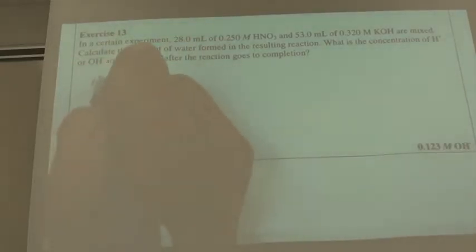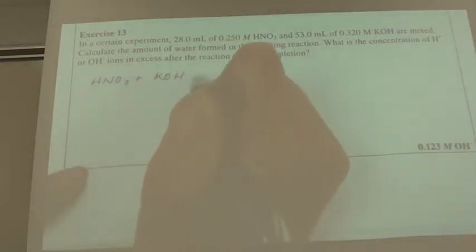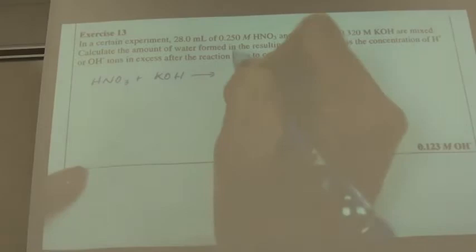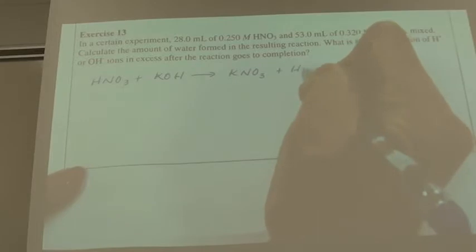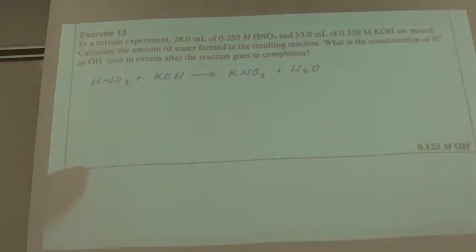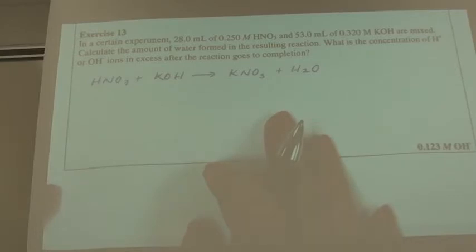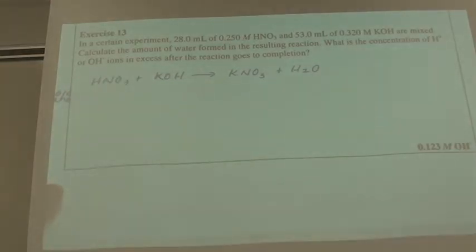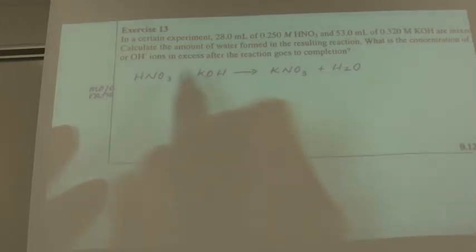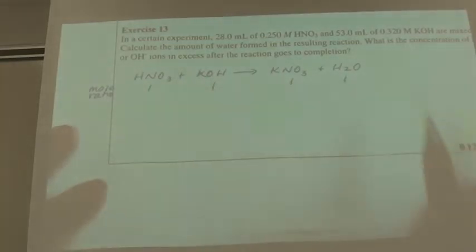So my balanced equation has nitric acid reacting with potassium hydroxide, and that forms potassium nitrate and water. This is balanced. So I'm ready to do my limiting reactant problem. I'm going to be using mole ratios, and my mole ratios are taken from the coefficients of the balanced equation, 1, 1, 1, and 1.